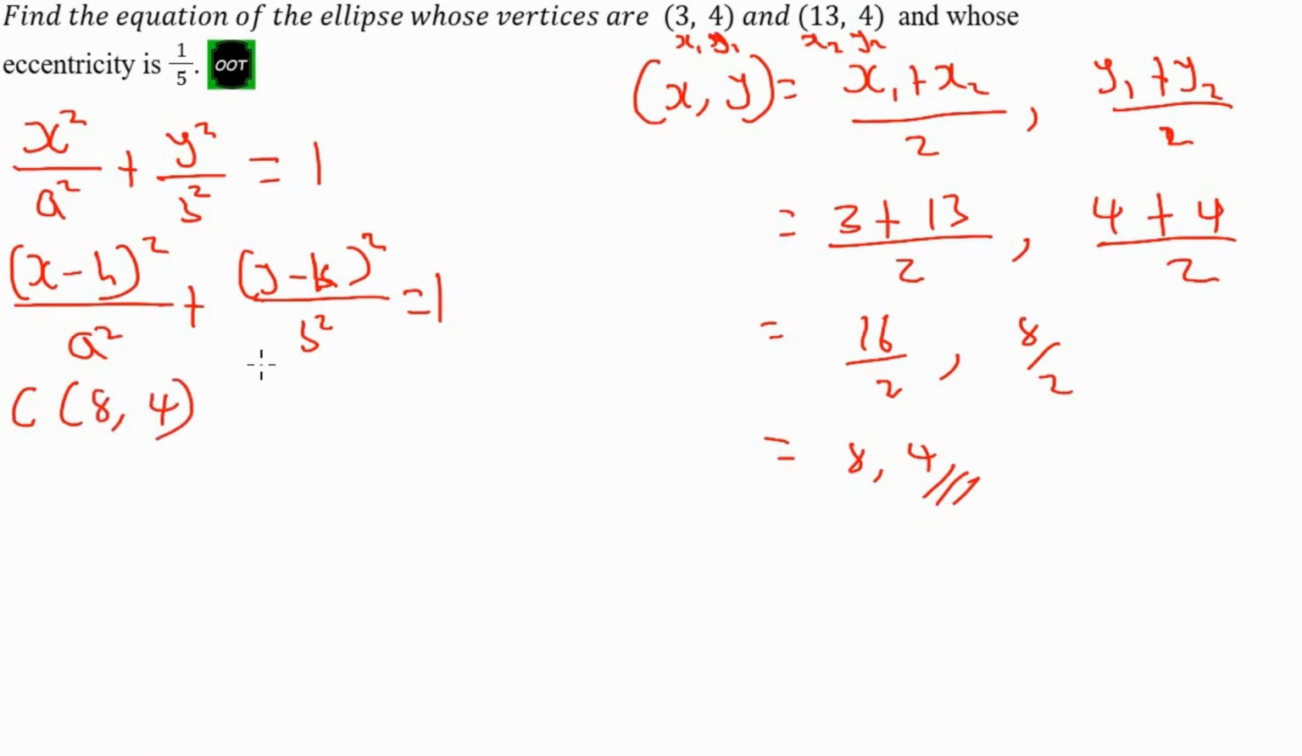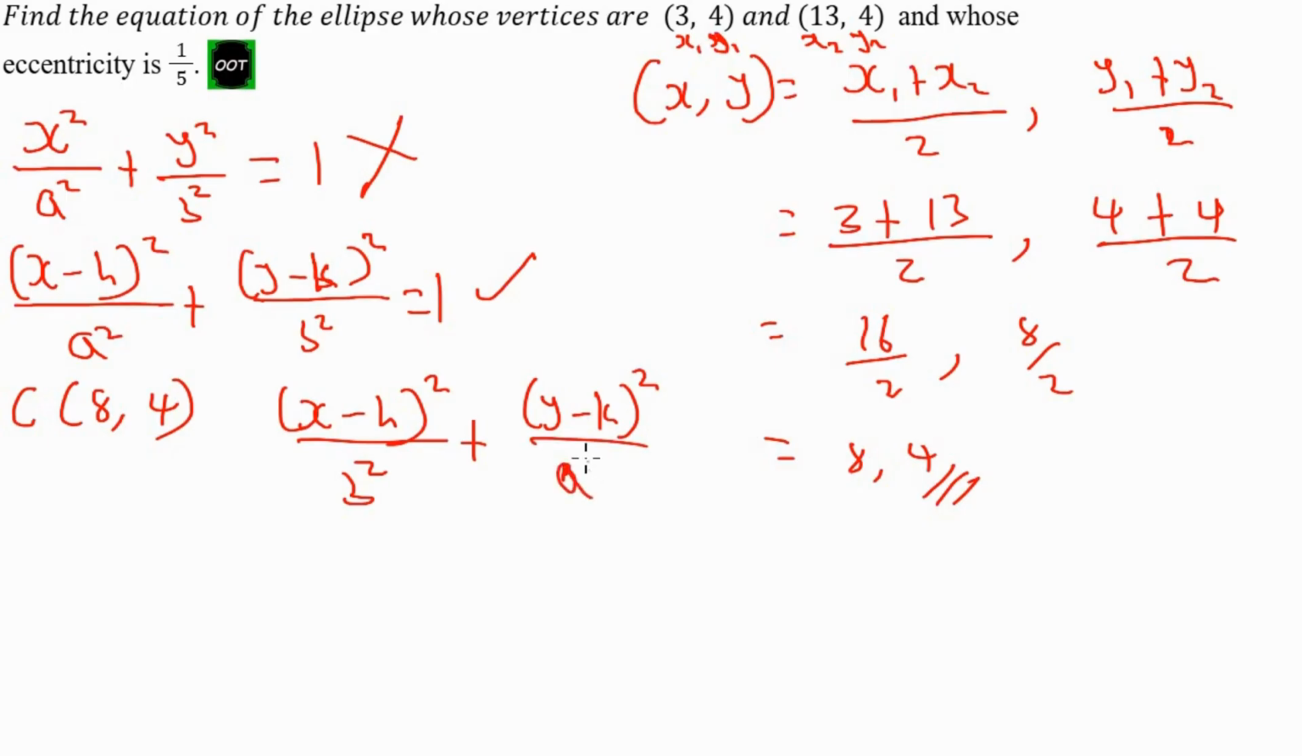Now that we have C, we clearly know that the ellipse is not centered at the origin. It means this can never be an equation of the ellipse. So it will be this one. Now, will it be this one? Will it be this one? Or should it be this one? x minus h all squared divided by b squared plus y minus k all squared divided by a squared. So it must be one of these two. To know which is going to be equal to 1, we need to know which is going to be the next one.